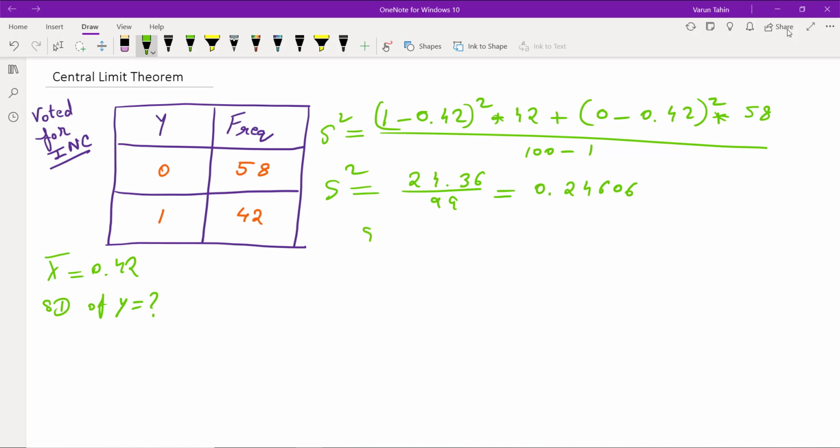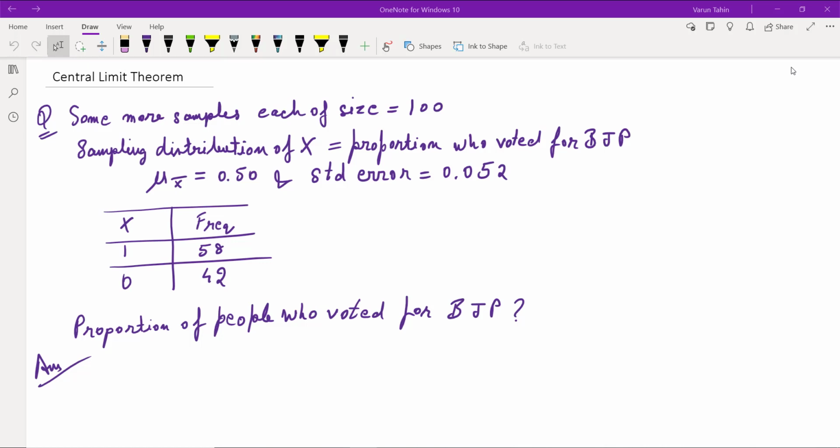Let's find out what S is. S will be the square root of 0.24606, which will be 0.4960 or approximately 49.6%. Now let's say that we actually took some more samples, each of size 100, and made a sampling distribution of X, the proportion of people that voted for BJP.